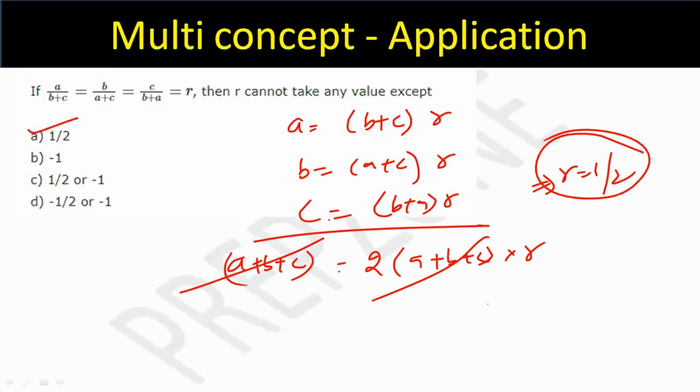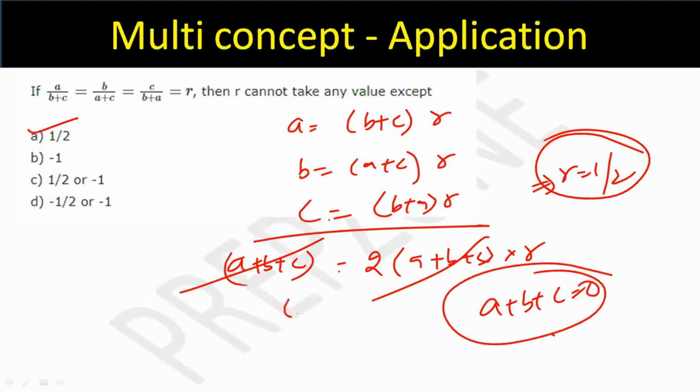But again, you can only cancel the terms when they are non-zero, which means if A plus B plus C is equal to 0, then again this condition holds true, right? 0 is equal to 0. So then it does not matter what is the value of R, it will always hold.